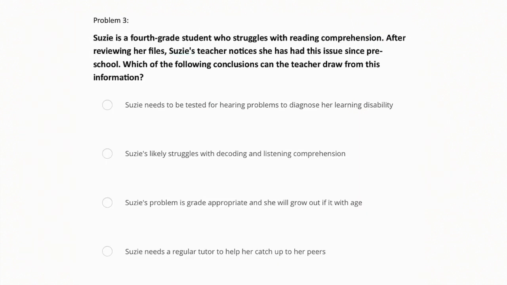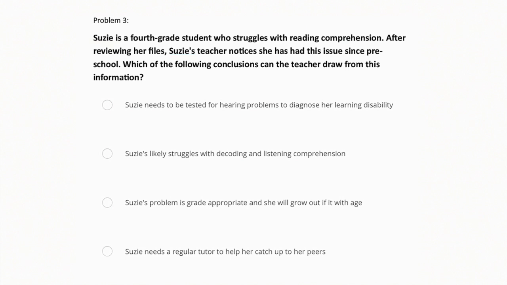Problem 3. Susie is a fourth grade student who struggles with reading comprehension. After reviewing her files, Susie's teacher notices she has had this issue since preschool. Which of the following conclusions can the teacher draw from this information? Susie needs to be tested for hearing problems to diagnose her learning disability. Susie likely struggles with decoding and listening comprehension. Susie's problem is grade appropriate and she will grow out of it with age. Or Susie needs a regular tutor to help her catch up to her peers.